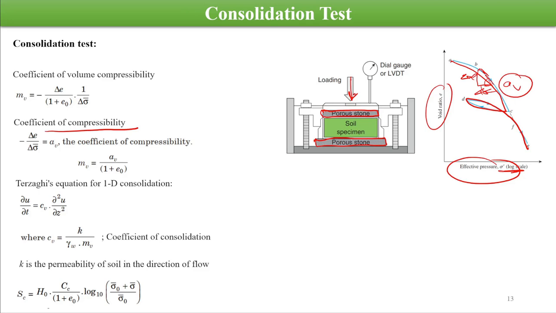And from the coefficient of compressibility, we can calculate the coefficient of volume compressibility. That is going to be MV, which is nothing but AV upon 1 plus initial void ratio e naught. If we elaborate it, then MV is equal to minus delta e times 1 plus e naught, multiplied by 1 upon delta sigma bar, for the average effective stress.